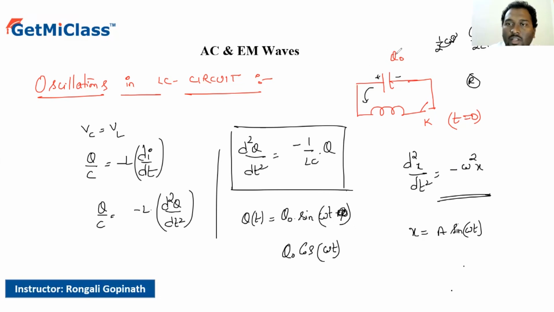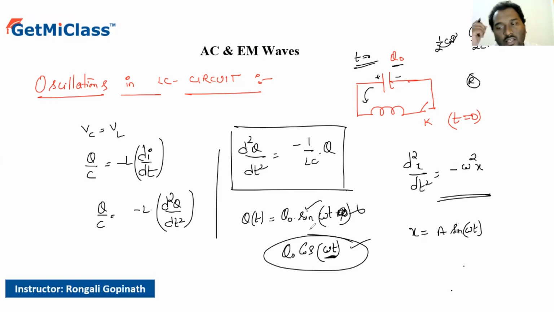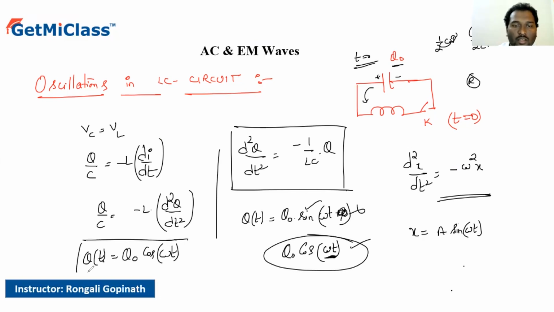Let's see, at time t equal to 0, the charge present on the capacitor is Q0. So out of these two, which one shall I use? I shall use the second one and discard the first one, because only in the case of the second expression, at time t equal to 0, I get Q of t as Q0. So the charge on the capacitor is basically following oscillations. That means the charge decreases, becomes 0, and then the charge reverses.